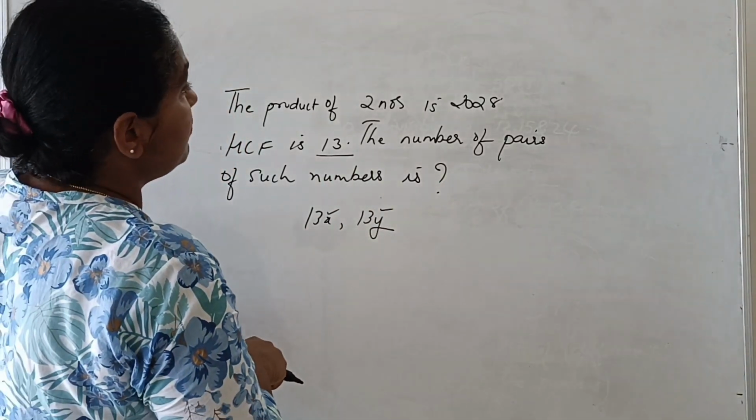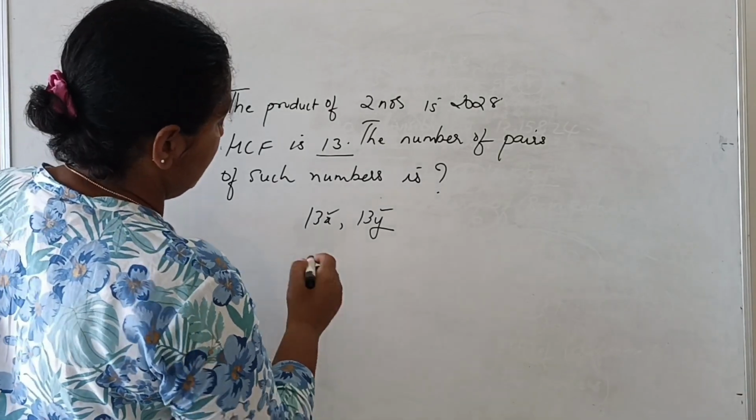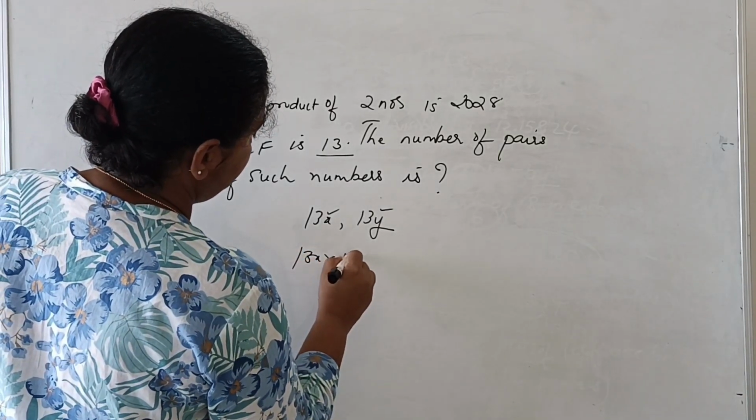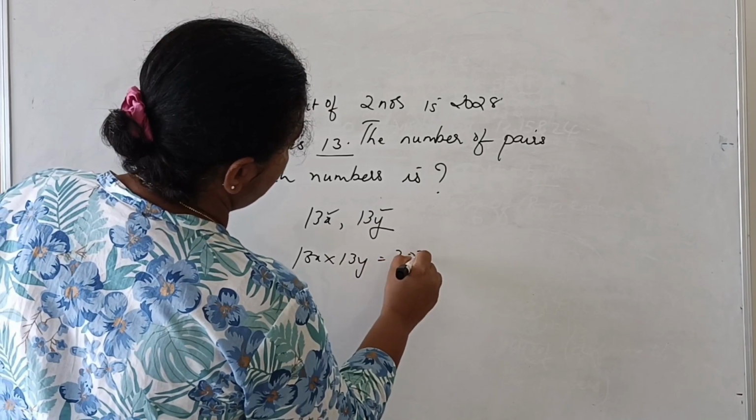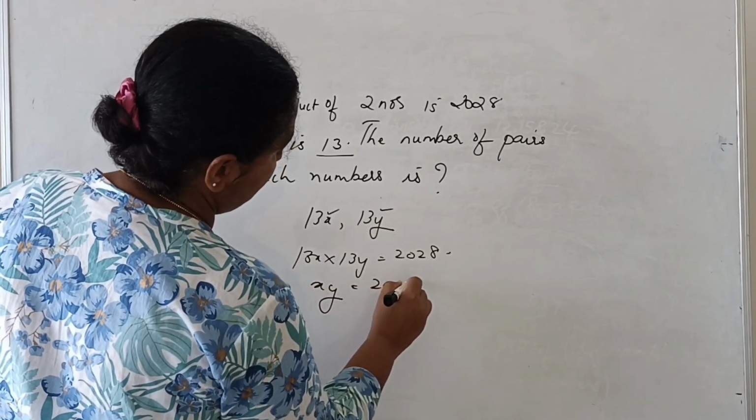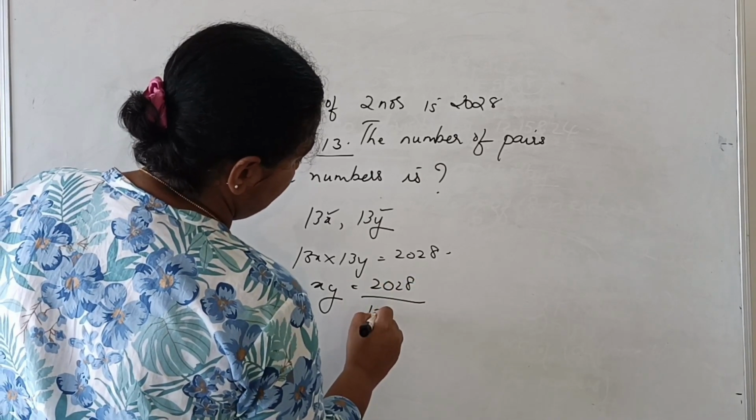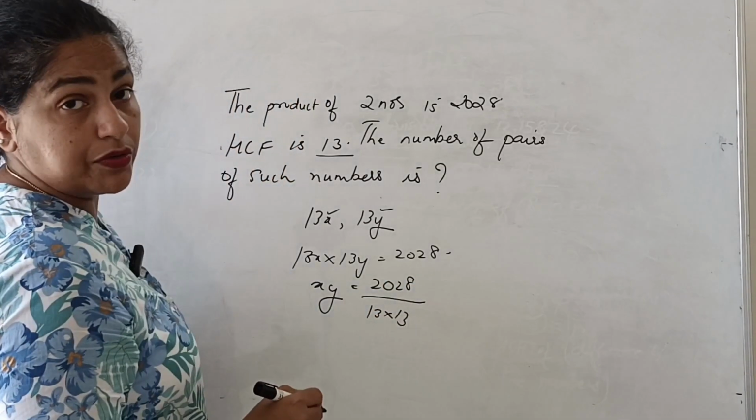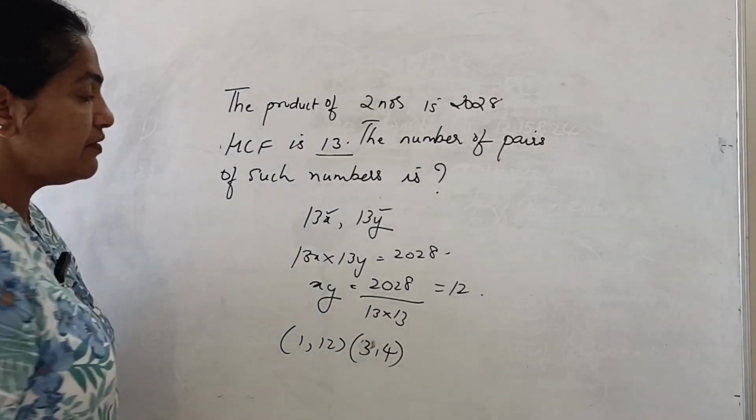Now it is given that the product of the two numbers is 2028. So 13x into 13y is 2028. From this I can find the value of x into y. 2028 divided by 13 into 13. Okay, I am getting the answer as 12.